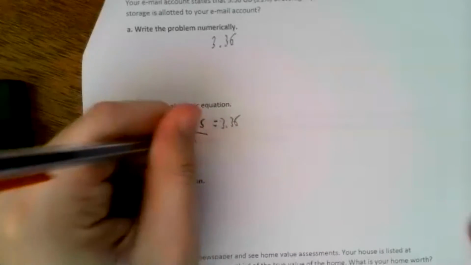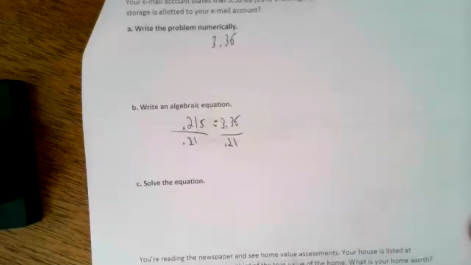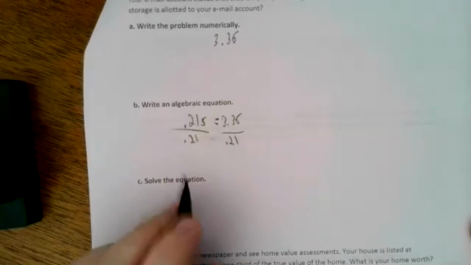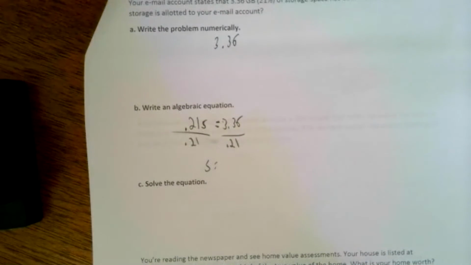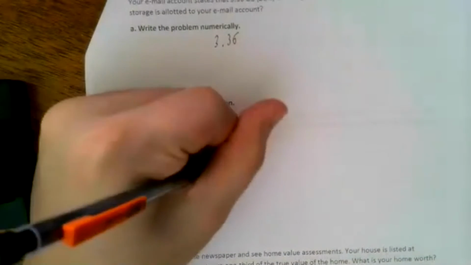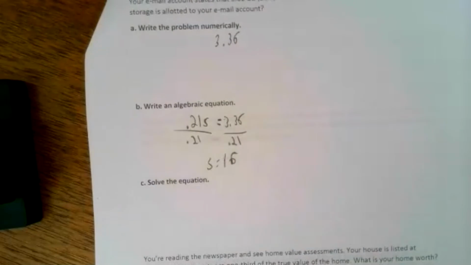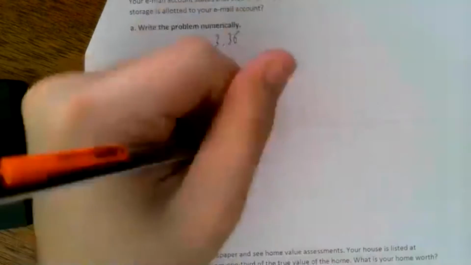Divide 0.21 on each side. Yeah, just divide by 0.21 on each side. Right, so we get S by itself on the left side. And on the right side, what do we get? I'm getting 16 exactly. So the amount of storage for your email account is 16 gigabytes, right?